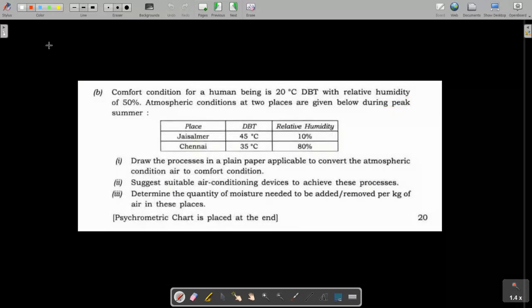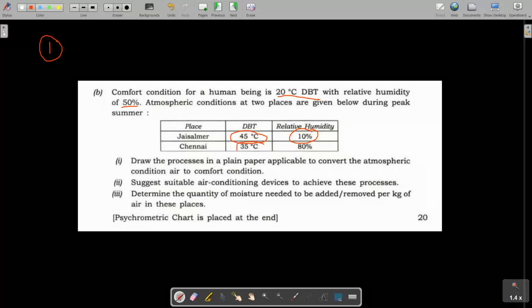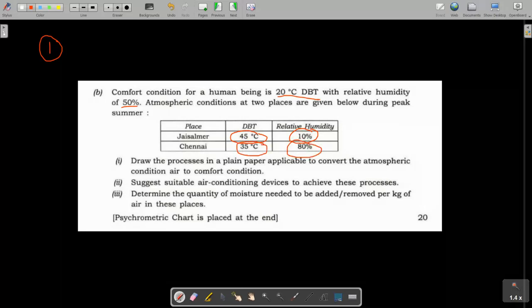Let's move towards our technical section, and this is the first question. It looks very lengthy, but it is the shortest question that has been asked by UPSC in ESE mains. The comfort condition for human beings is 20 degrees Celsius dry bulb temperature and 50% relative humidity, and the atmospheric conditions at two places are given below during the peak summer. These two places are Jaisalmer and Chennai: in Jaisalmer there is 45 degrees Celsius dry bulb temperature and 10% relative humidity, and in Chennai 35 degrees Celsius dry bulb temperature and 80% relative humidity.